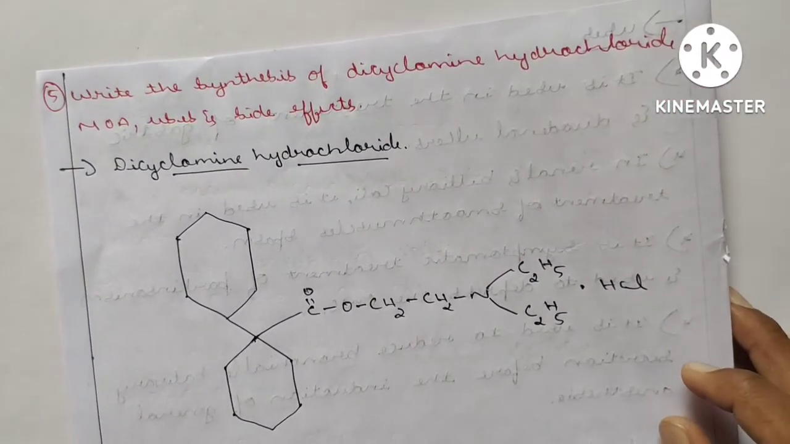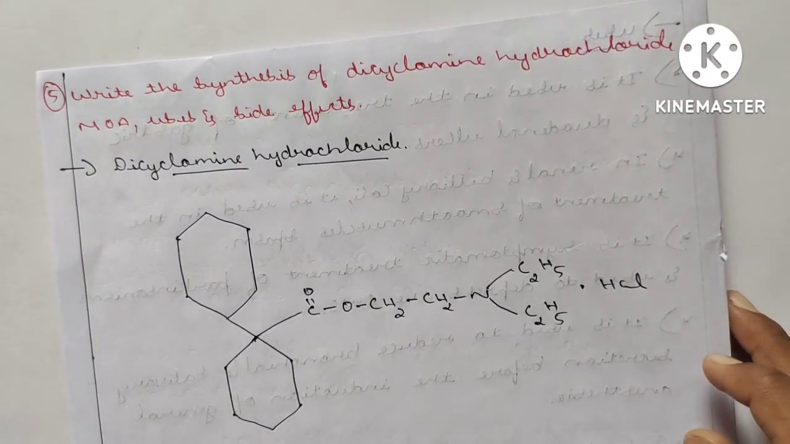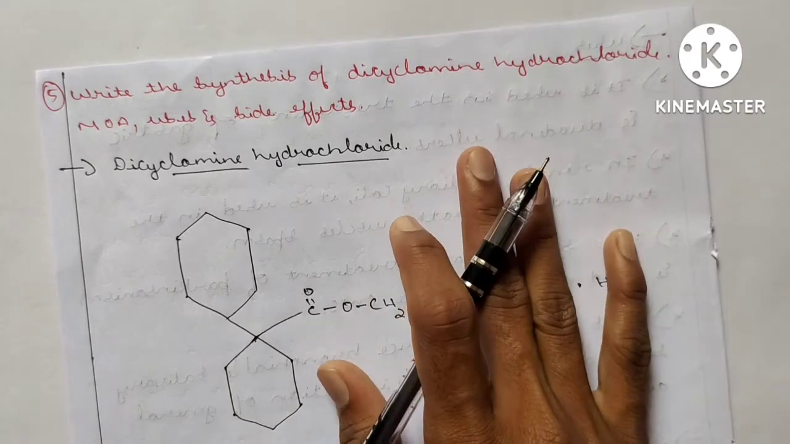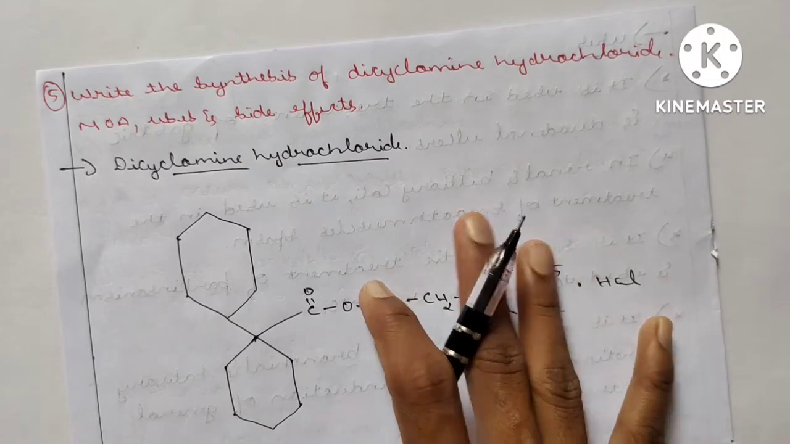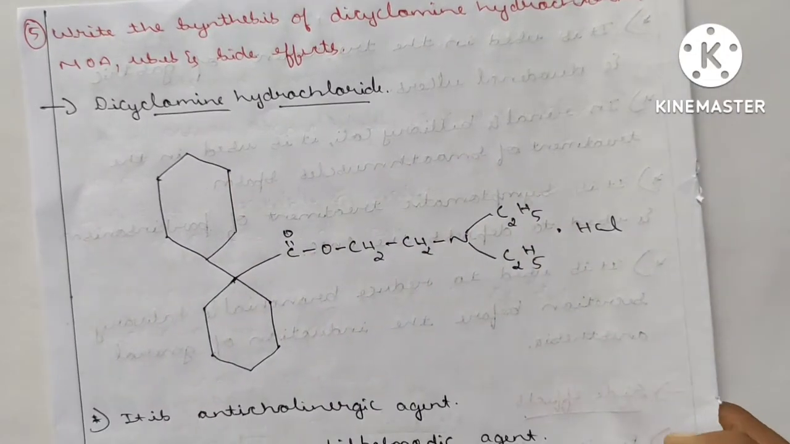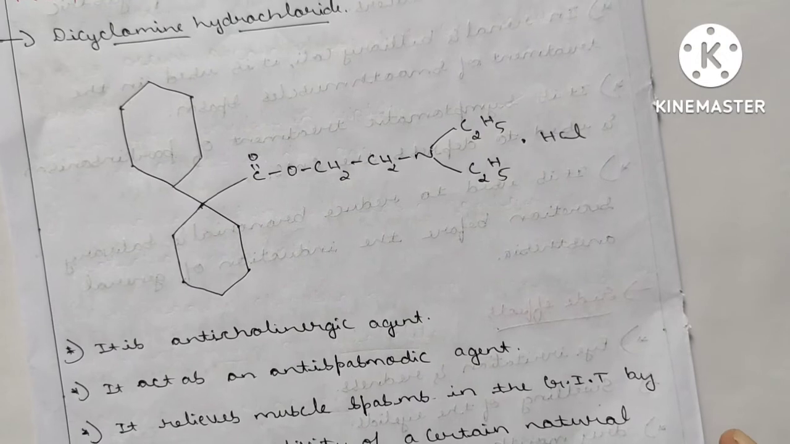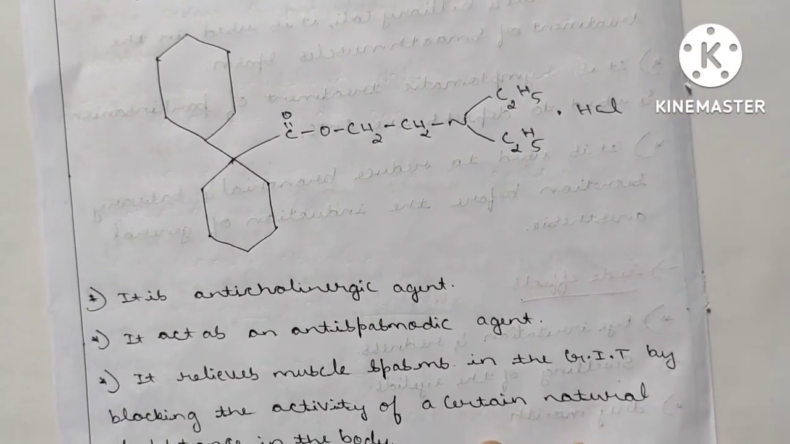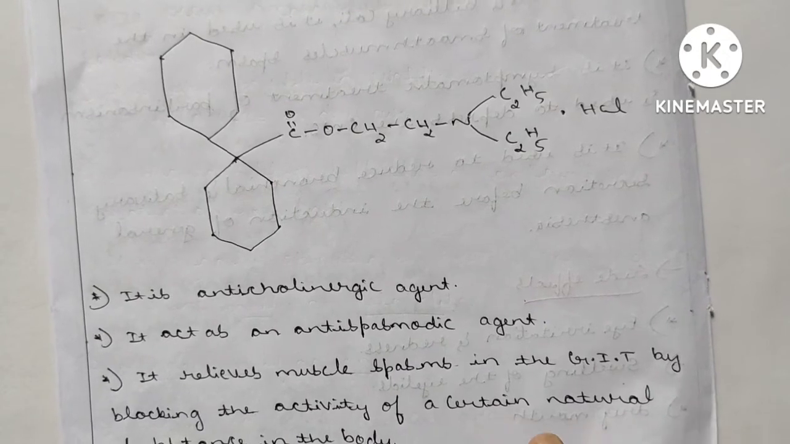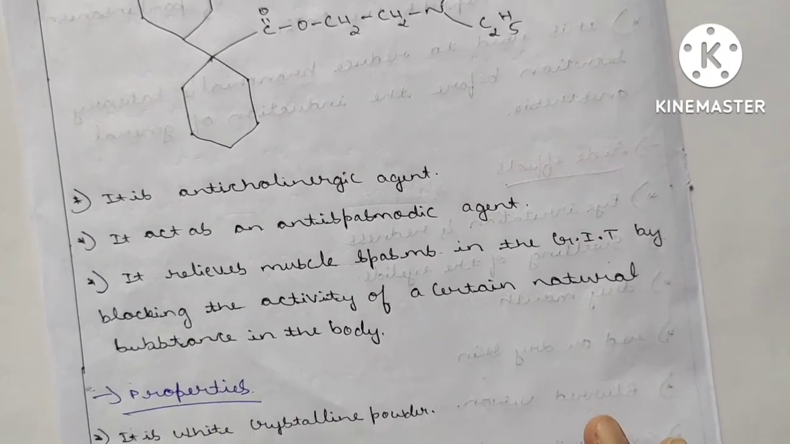Then write the synthesis of dicyclomine hydrochloride, mechanism of action, uses and side effects. This question was also asked in your question paper. You can go and check the medicinal chemistry previous year question paper. First you have to write the structure of dicyclomine. Then, it is an anticholinergic agent. It acts as an antispasmodic. It relieves muscle spasms in the gastrointestinal tract by blocking the activity of a certain natural substance in the body.